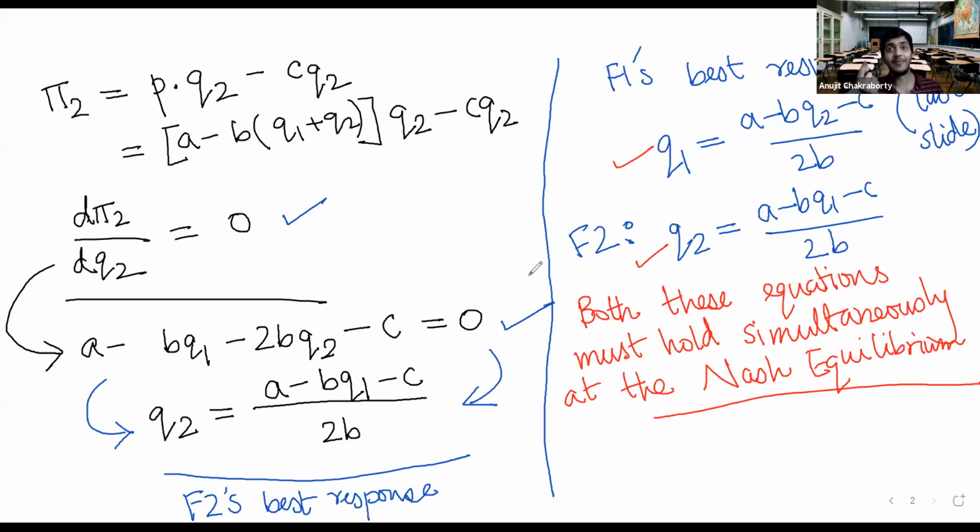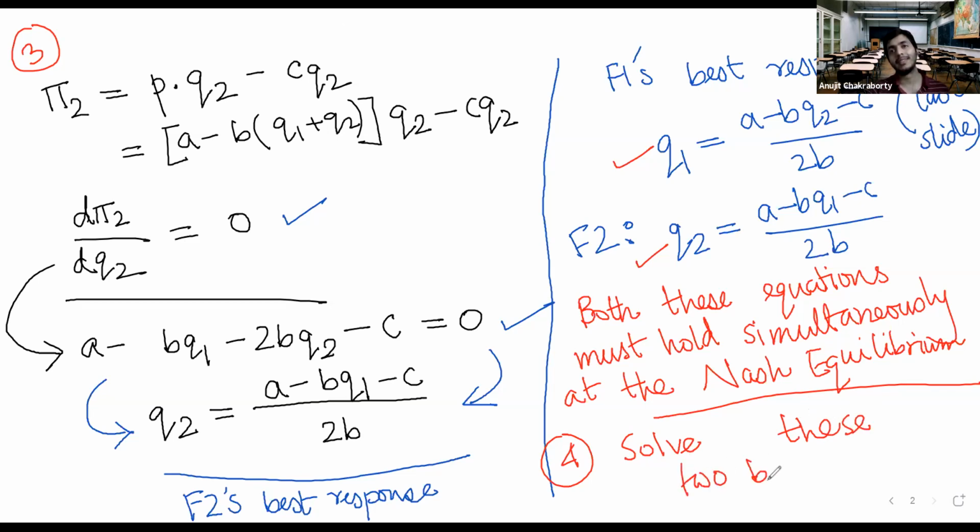We solve them. So that gives us step 4. Step 3 was finding firm 2's best response. Step 4 is solve these two best responses. That might be the easier way to say it. Let's go to the next page.